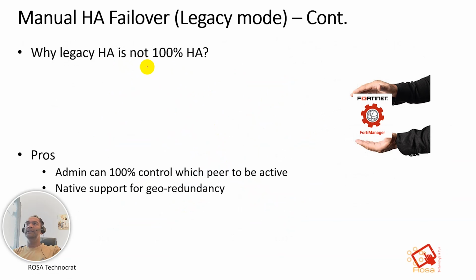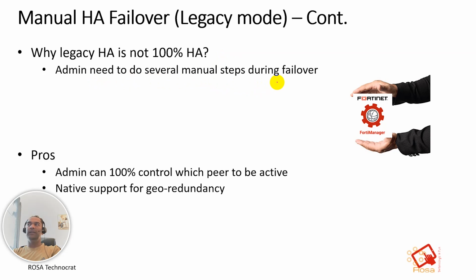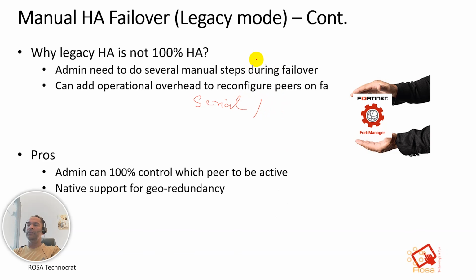So why is legacy HA not 100% HA? I told you it's not 100% because there is no automatic failover. You have to do all the configuration manually. The admin needs to do several manual steps during the failover, because we have to configure the serial number everywhere and point them to the new device, the new FortiManager. So this is all required in case of the old method.